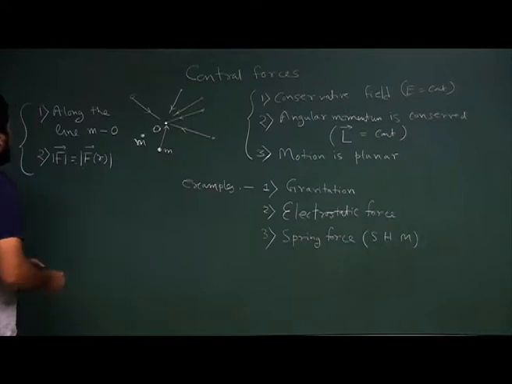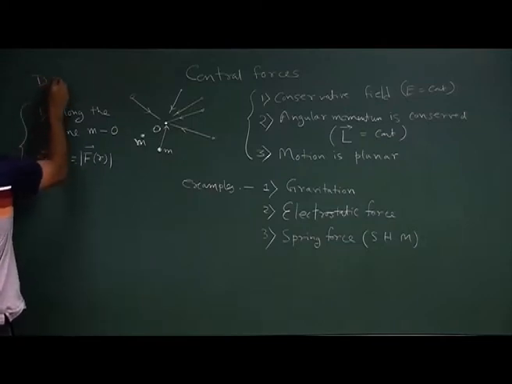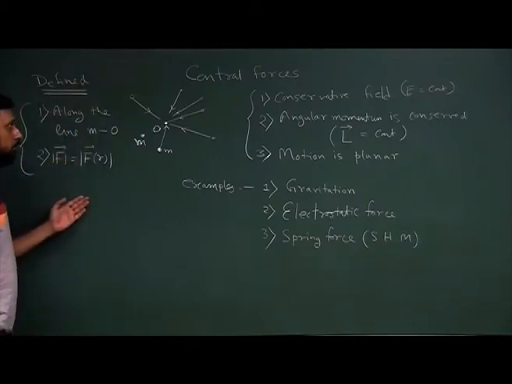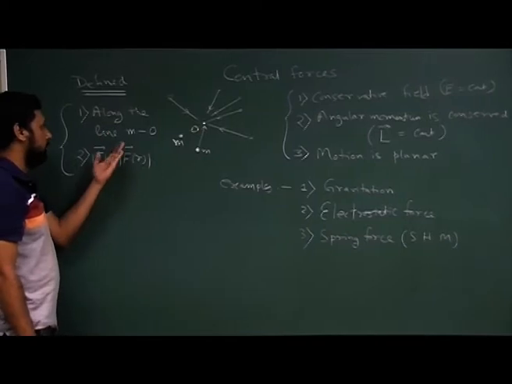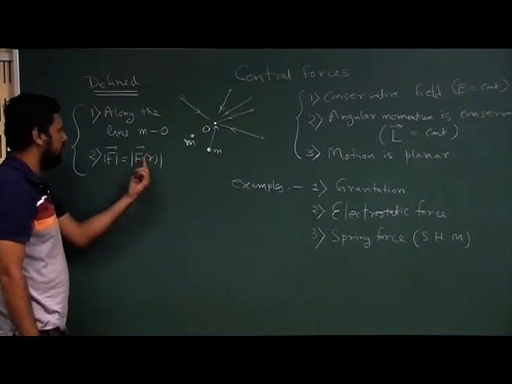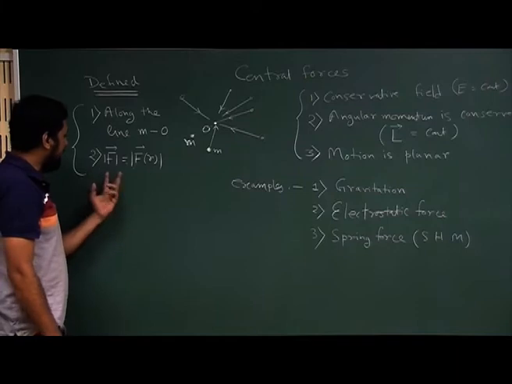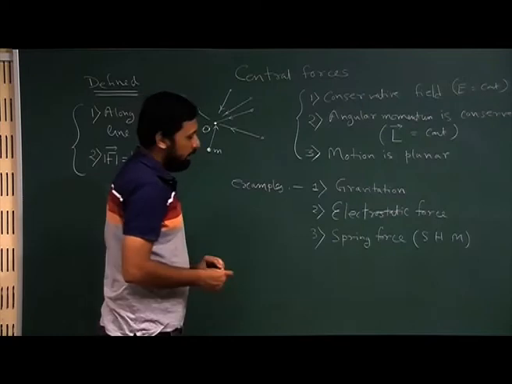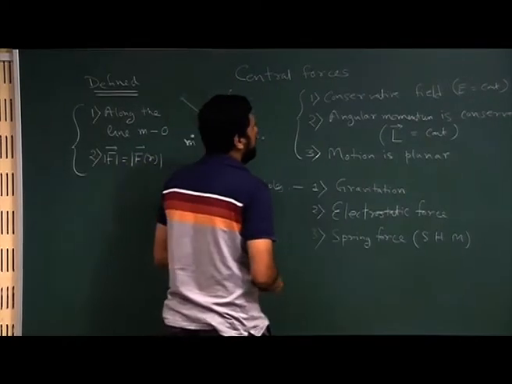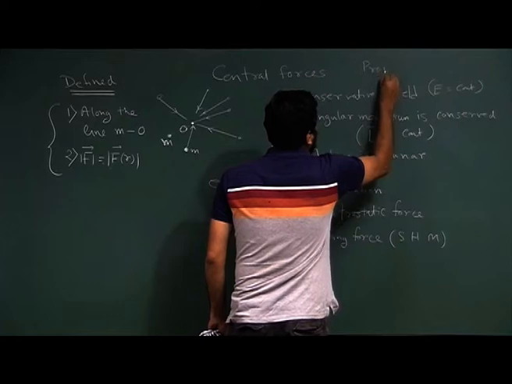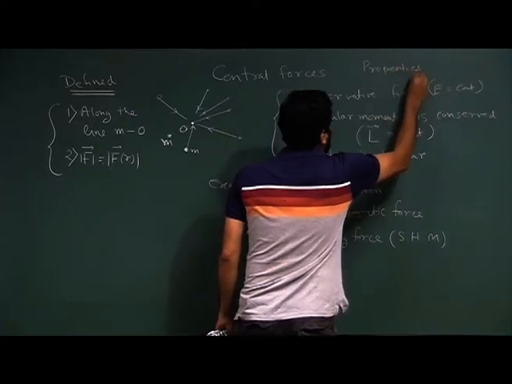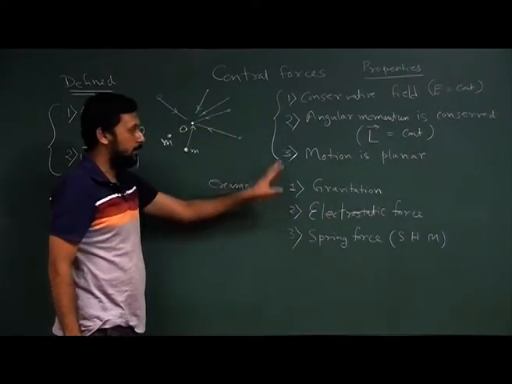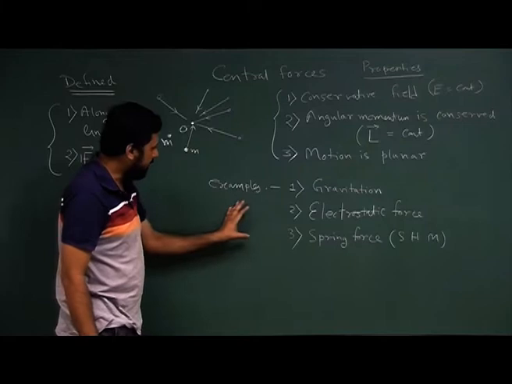We are all familiar with gravitational, electrostatic and spring force, and all these 3 are central forces. We first started by defining central forces by these 2 parameters. The force has to be along a straight line joining a force center and the mass point, and the magnitude of the force is a function of the distance alone. Then we have given some properties.